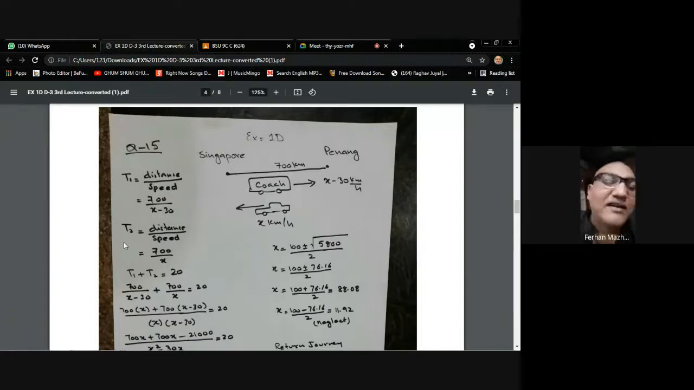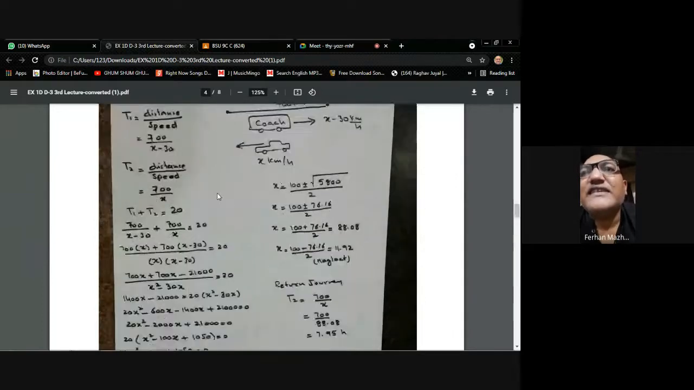Now, when he came back, the distance is still the same. So when he came from Penang to Singapore, the distance is still 700 kilometer, but his speed is x kilometer per hour. So the time taken, I have represented that with T2, and that will be 700 divided by x. So we know how much time it took in going there, and we know how much time it took coming back to Singapore. So the total time in the question, he says the total time of the journey going and coming back is 20 hours. So it means add both the times. So T1 plus T2 will be equal to 20.